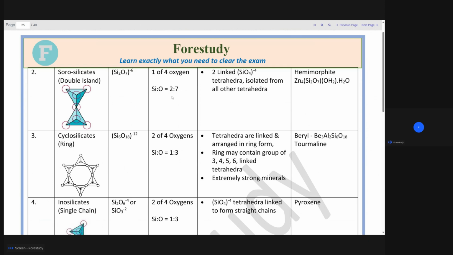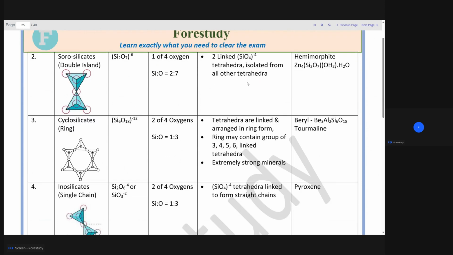This is very important to write in exam. Ratios: the previous one, island silicate, was 1 is to 4. Sorosilicates are 2 is to 7. Two tetrahedra are joined together and isolated from all other tetrahedra. Then hemimorphite. Hemimorphite is a very rare mineral in nature, but it is an example of sorosilicate.